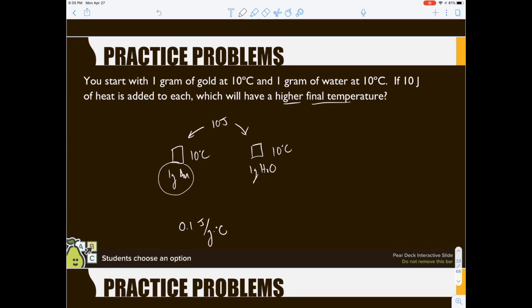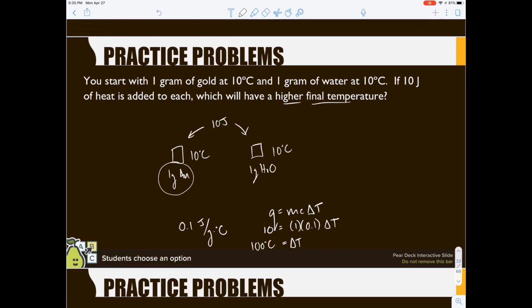So if we wanted to actually solve this out, we could use this equation, just for future reference. We can call this equation MCAT. Q equals mcΔT. Basically, if we had 10 joules, 1 gram, specific heat of 0.1, the temperature change that would take place would be 100 degrees. That's crazy. That's a lot.